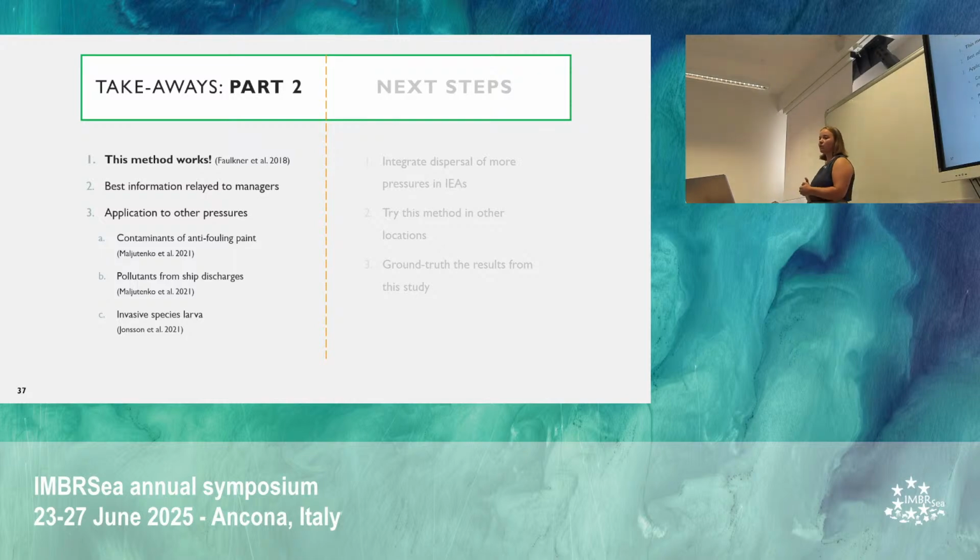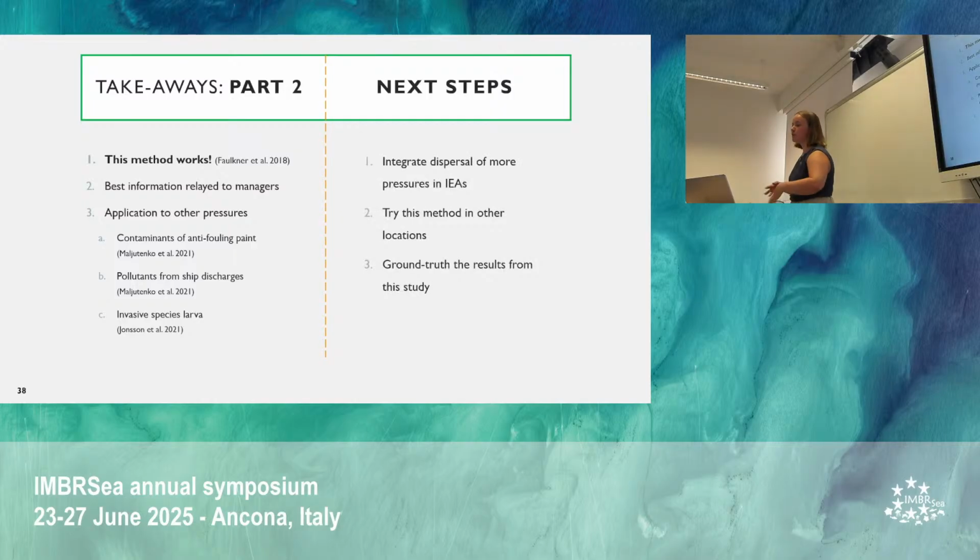I think it's important to note that this method can be applied in other procedures. We're already mapping the dispersal of contaminants from anti-fouling paint, pollution from ship discharges, and also the spread of invasive species. So since we're already mapping this distribution, if we make these maps compatible with impact assessment methods, then it's possible to integrate the dispersal of all of these different pressures, as many as possible, within integrated ecosystem assessments.